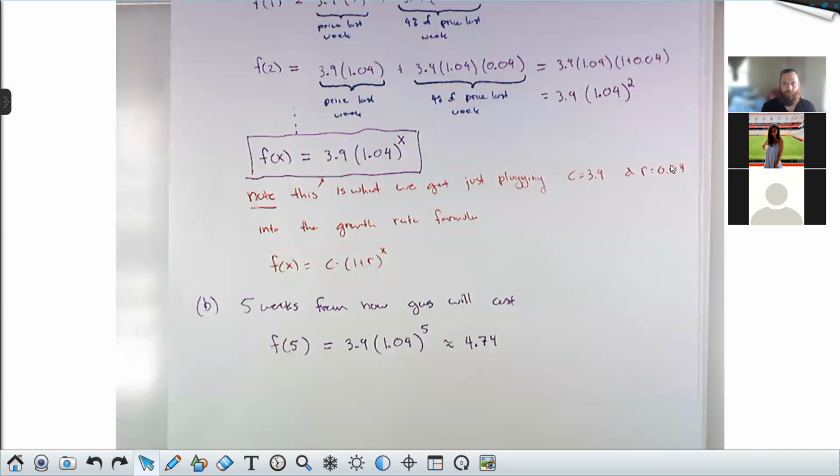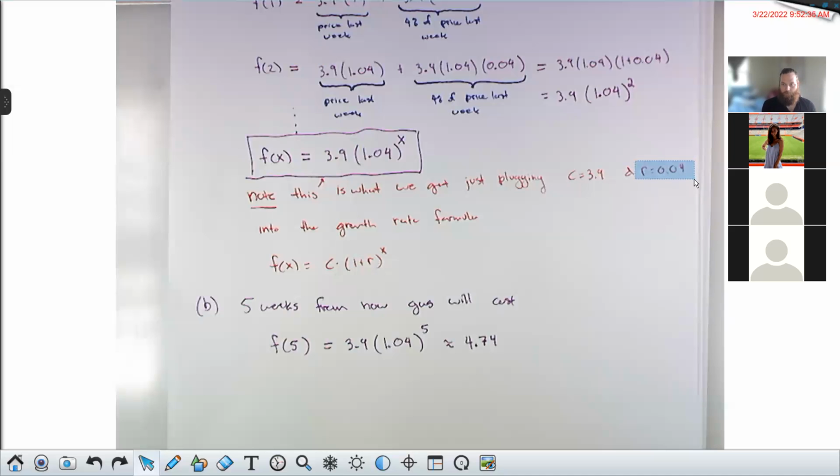If I told you that the price of gas was going down 4% every week, what would you plug in for R here? 0.96. So that would be our base. It's true that the base, the 1 plus R, would be 0.96, but what would we be plugging in for R specifically right here? Minus 0.04. Excellent, right? So if we're decreasing at a certain rate, that means R is negative.